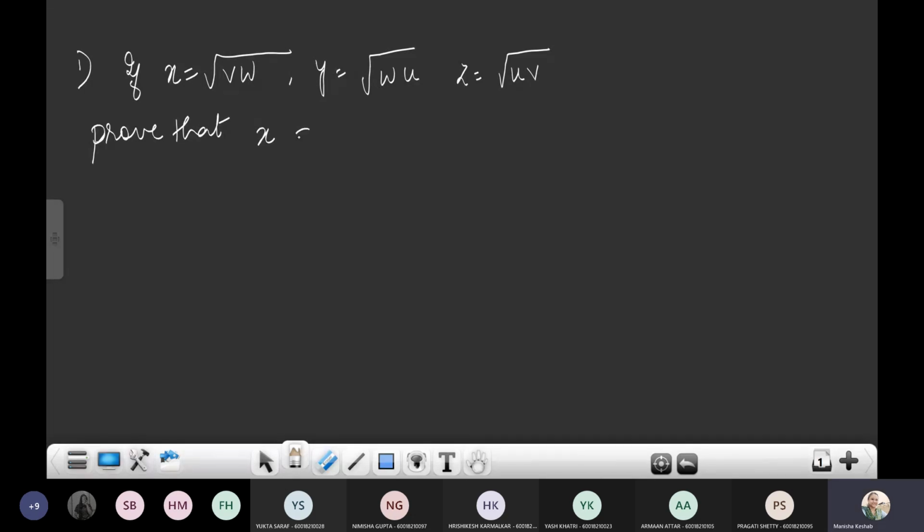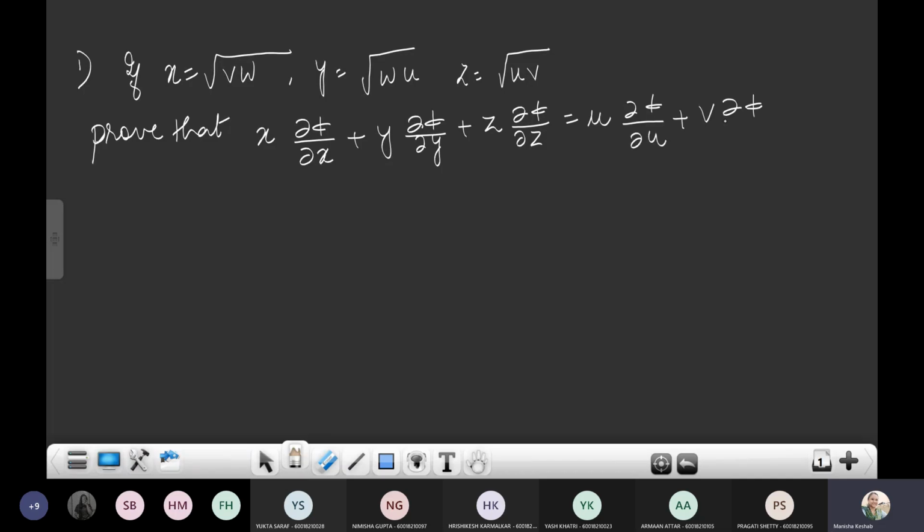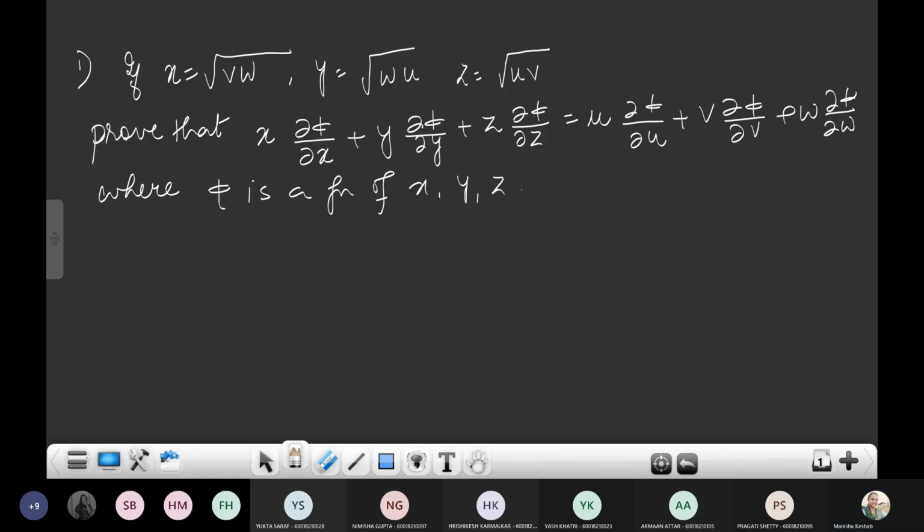x into del phi del x plus y into del phi del y plus z into del phi del z is equal to u into del phi del u plus v into del phi del v plus w into del phi del w, where phi is a function of x, y, and z.